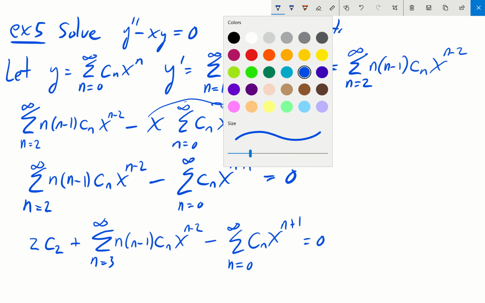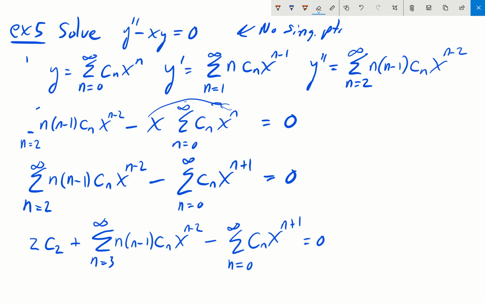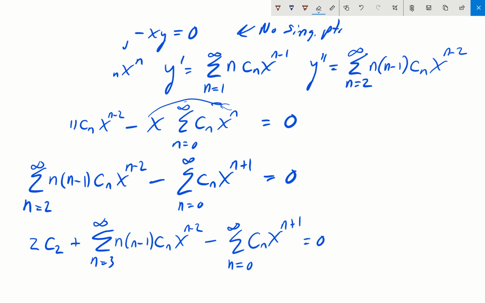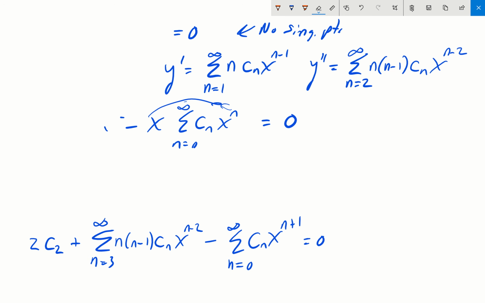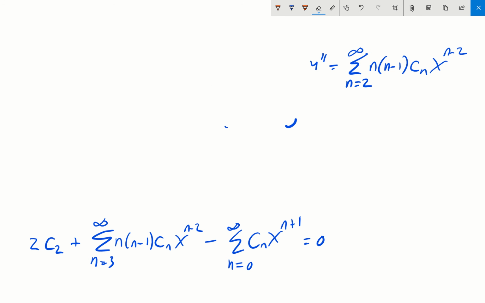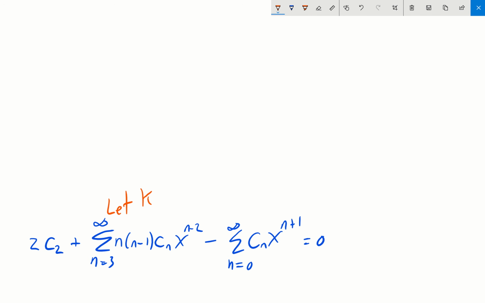Now that they both start at exactly the same place, we can go ahead and re-index. So let's re-index these. For the first sum, we're going to let k be equal to the exponent, n minus 2, which would tell us that k plus 2 equals n. For this one, we're going to let k be n plus 1, which would tell us that k minus 1 would be equal to n.